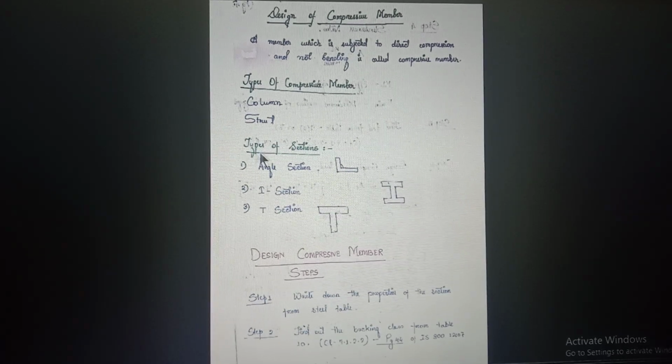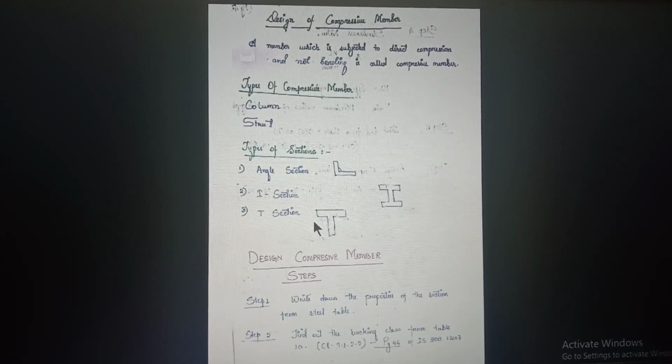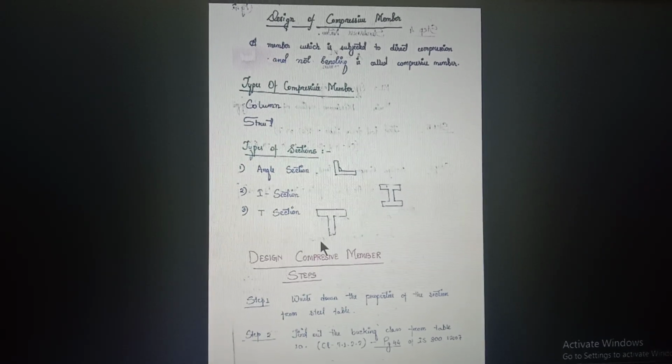Then let's see what are the different types of sections. We have the angle section, I section, T section. Mainly we will deal with these three sections.